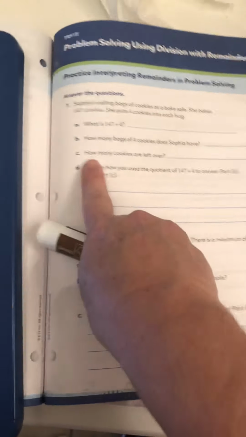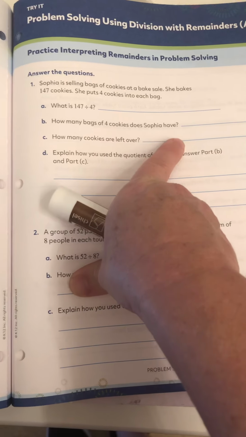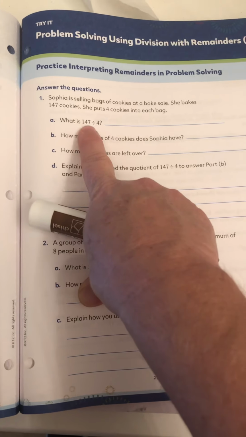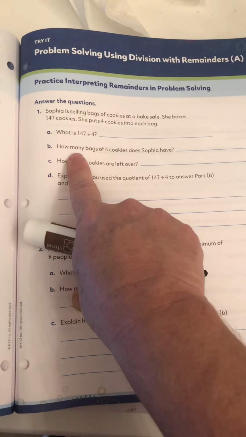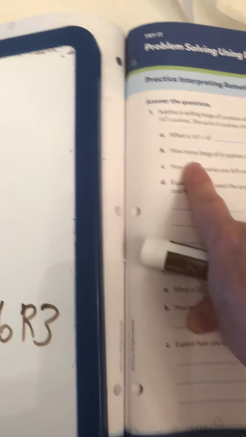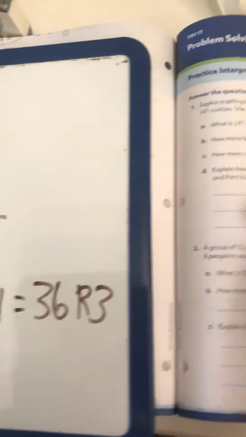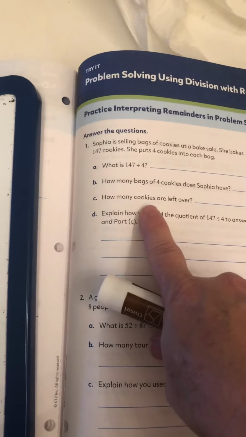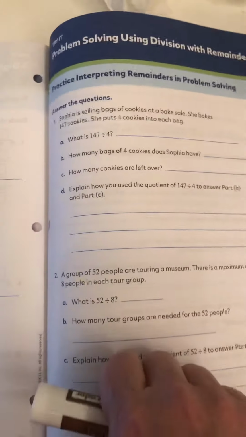So let's go back to our problem, and it says, how many bags of 4 cookies does Sophia have? So she's taking 147 cookies, dividing it into bags, okay? So how many bags does she have? Well, she has 36 bags, okay? That's how many she has. How many cookies are left over? 3. We have 3 remaining, 3 left over.